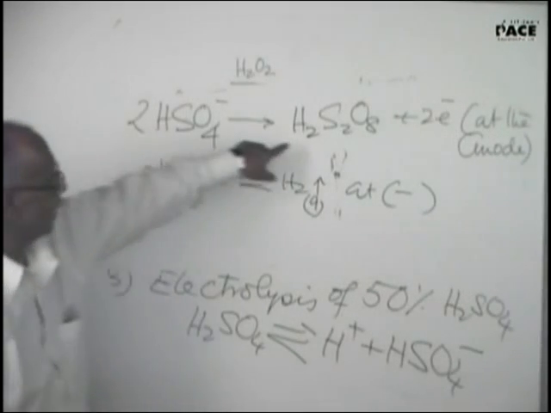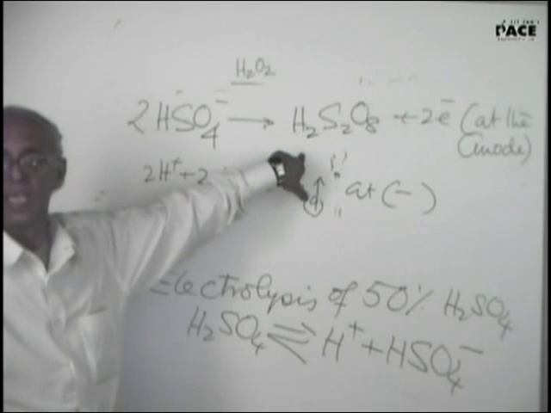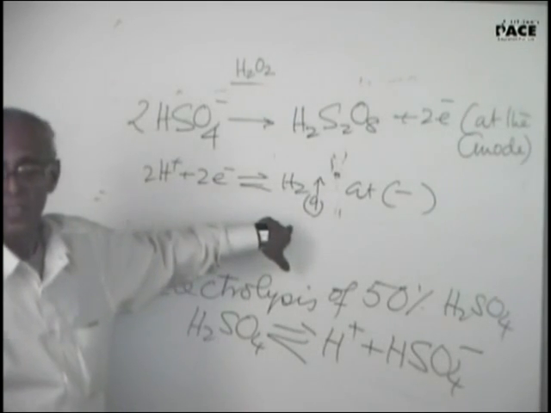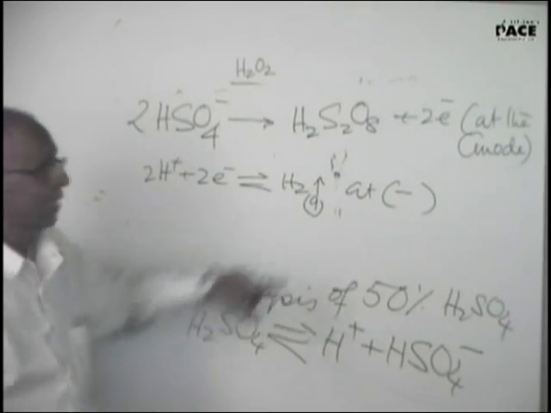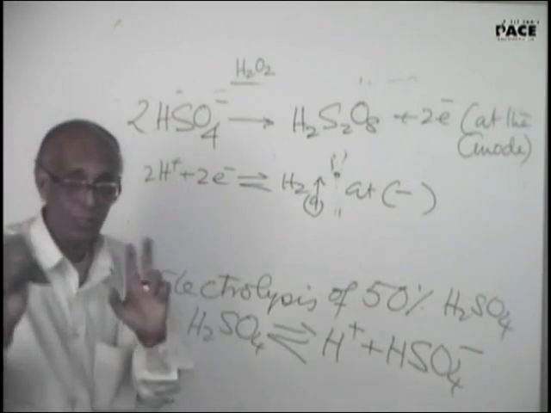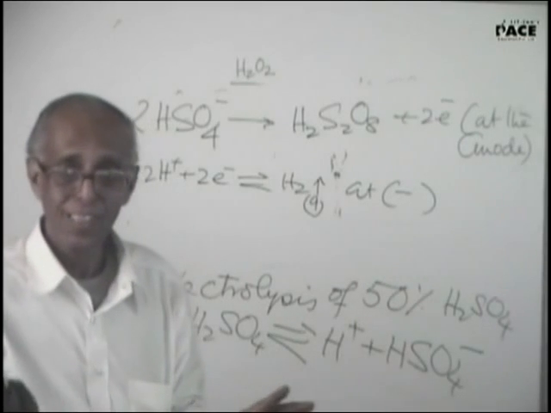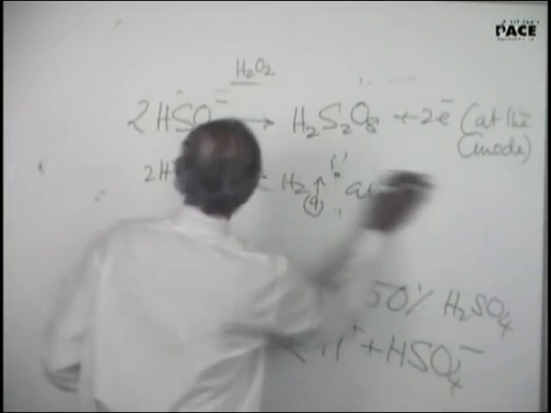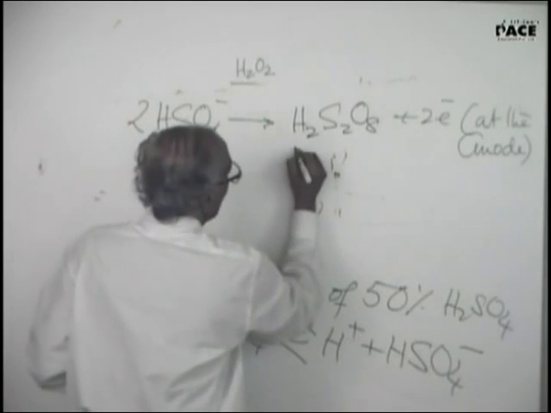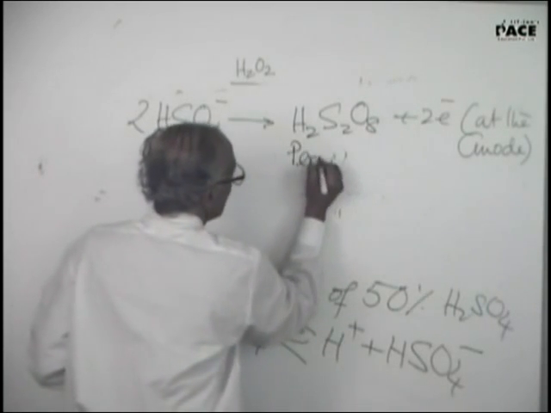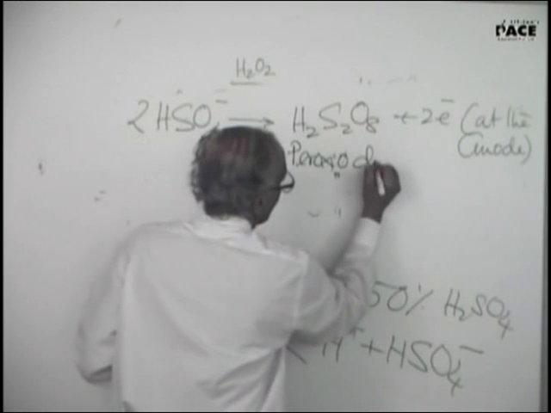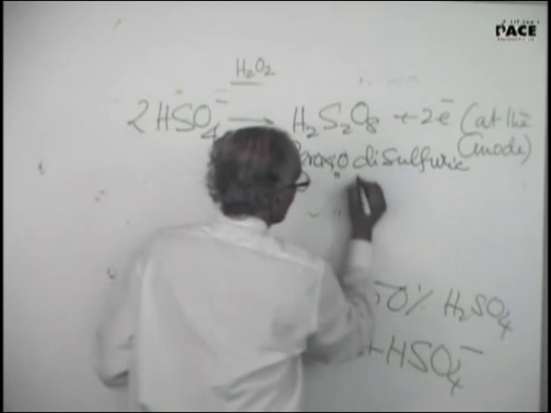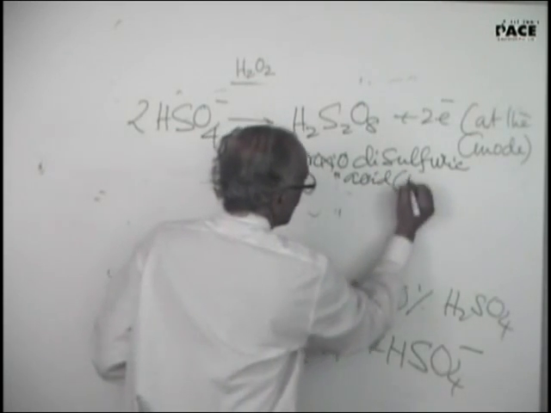So if I get H2S2O8 at the anode and hydrogen at the cathode, then I have not got hydrogen peroxide here. I got H2S2O8. H2S2O8 is called peroxodisulfuric acid, Marshall's acid.